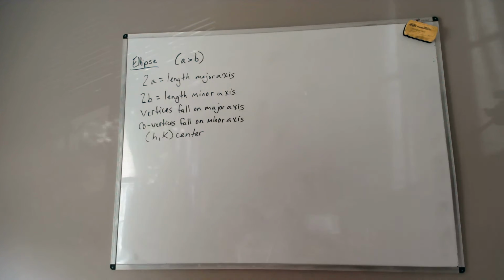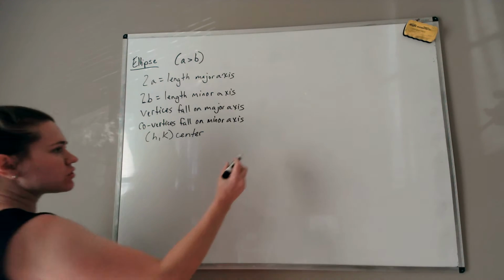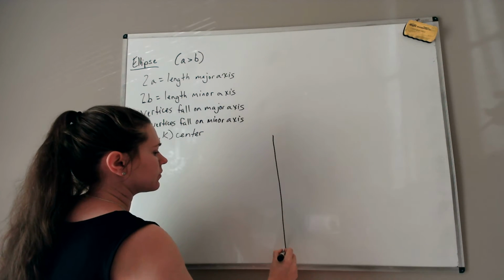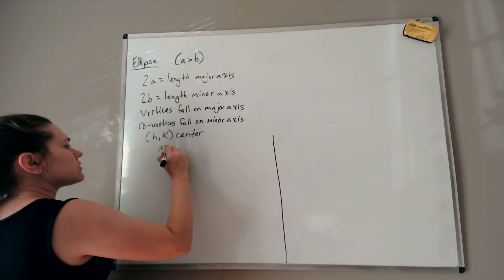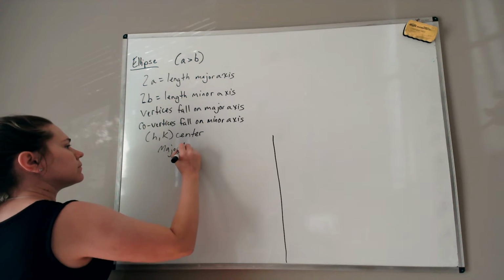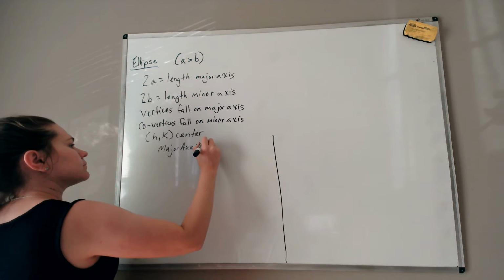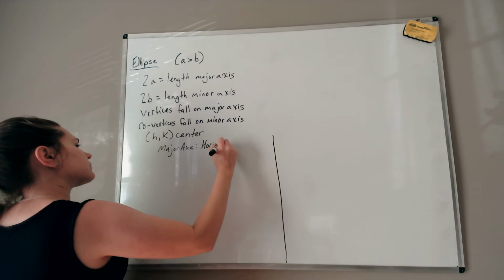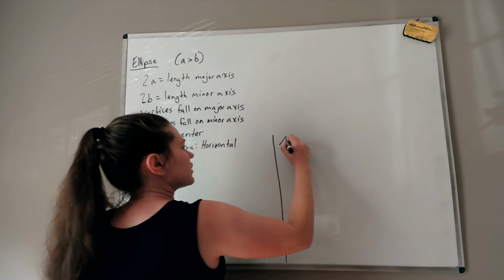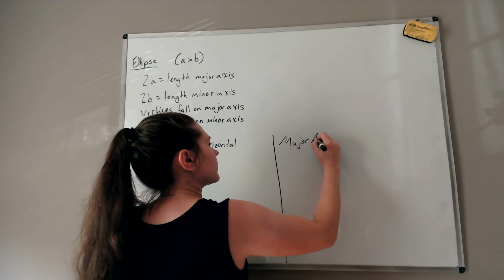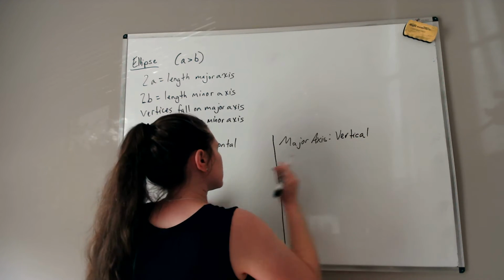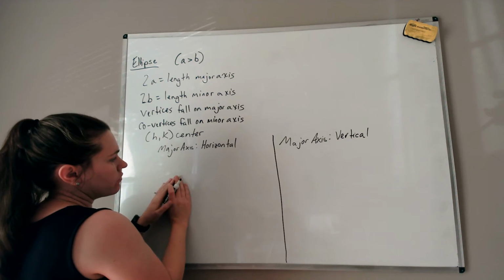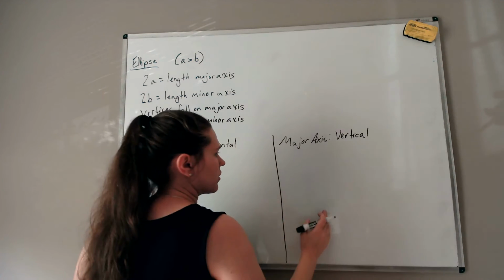Okay. So after we have that written down, there are going to be two types of ellipses: when the major axis is horizontal, and when the major axis is vertical. So remember, major means the longer one, so in this case the oval is going to be longer horizontally, and in the other, the oval is going to be longer vertically.